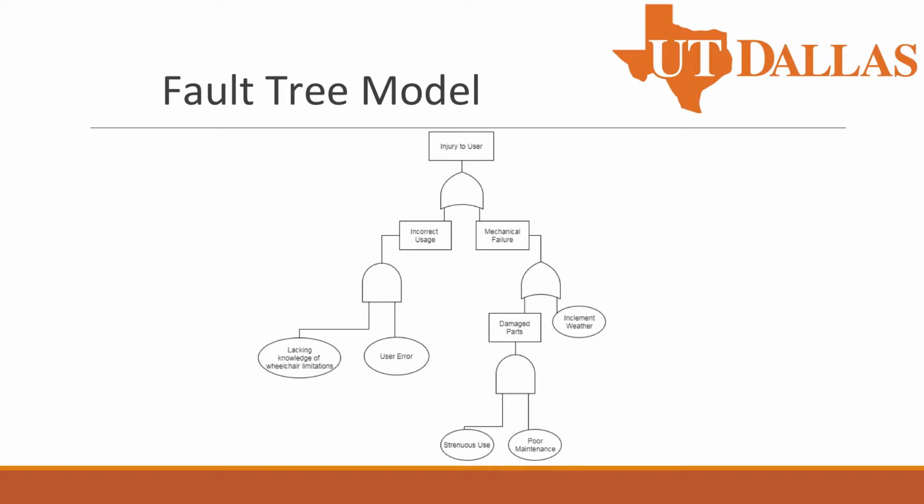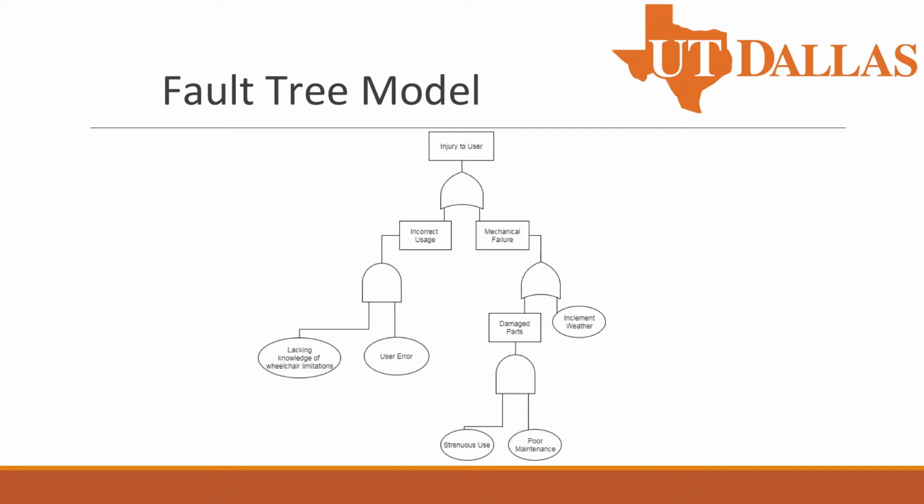We made the top level event injury to user because this is a device that's supposed to be used to make the lives of the user much easier. So we think that one of the worst possible things that could happen with using this is injury to user. That could happen by one of two ways, which is incorrect usage and mechanical failure.